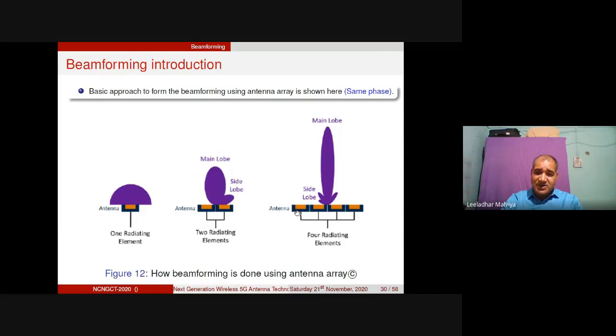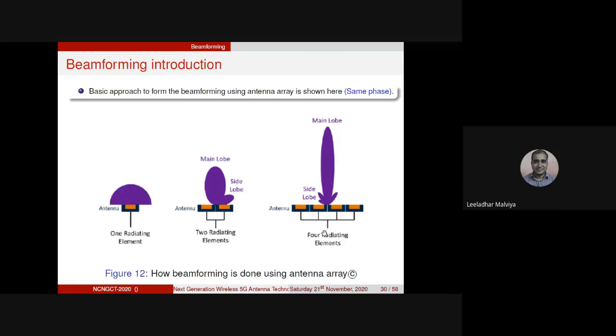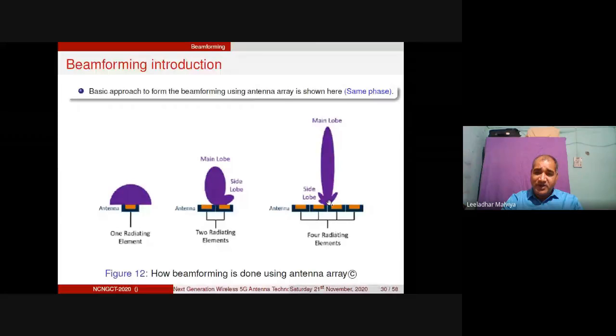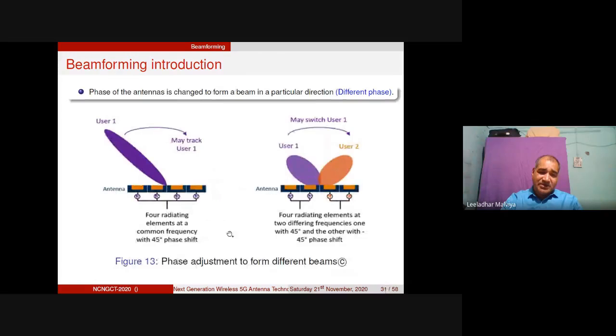But if you are using more than two radiators, like 4 radiators, fed with the same phase, definitely the main lobe can be very narrow, but the side lobe levels can also be seen here. So if you look at these three figures, figure number 12 here, we are not doing any type of beamforming here. So how can the beamforming be done? Look at this another picture.